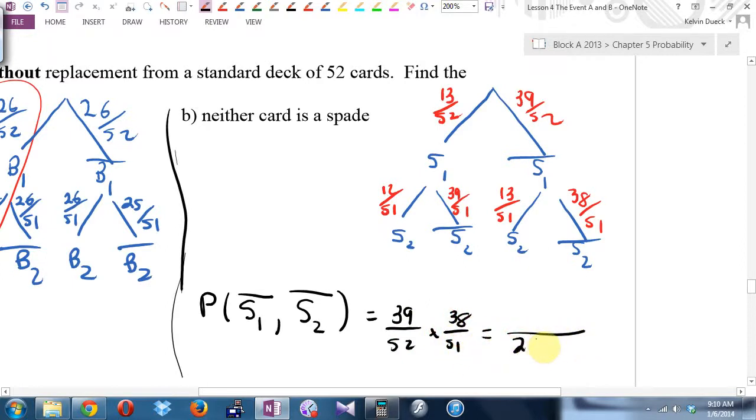39 out of 52 times 38 out of 51. I know that 52 times 51 is 2652. I have no idea what 39 times 38 is. Well, 40 times 40 would be 1600, so it's going to be somewhere in the 1400 or 1500s. I'll tell you: 1482. Sorry.